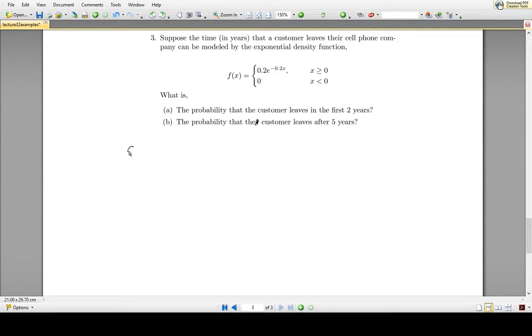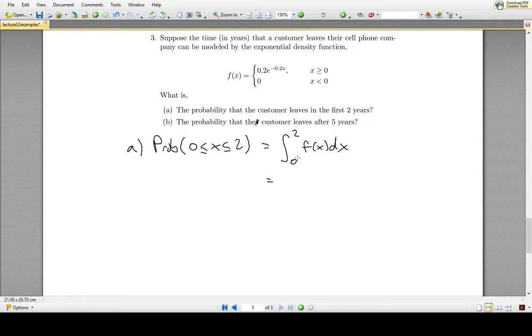So let's get started. For question A, we're interested in what is the probability that this random variable, namely when the customer is going to leave the company, leaves in the first 2 years. So x is between 0 and 2. And because this is a continuous probability density function, to calculate that, I integrate between my two endpoints, 0 and 2. And the function that I integrate is the probability density function.